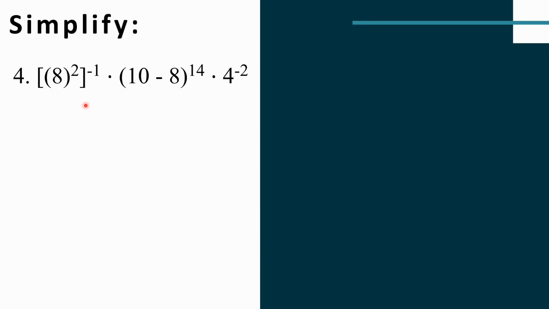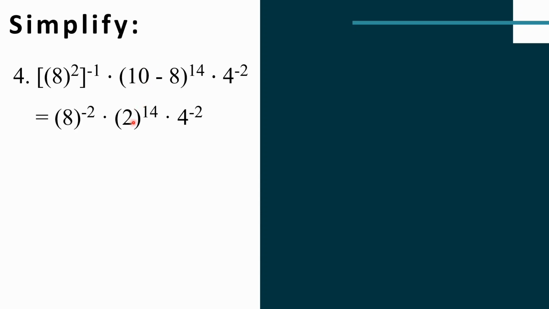So, we all know that we can apply here the power rule. Kasi may power na dito, may power pa ulit na negative 1. So, therefore, following the rule, imumultiply lamang natin ang ating exponents. 2 times negative 1 is equal to negative 2. Next. Okay, itong 10 minus 8 raised to the power of 14, pwede nating isimplify muna yung nasa loob ng parentheses. So, 10 minus 8 is equal to 2. Then, copy the exponent 14 times 4 raised to the negative 2.